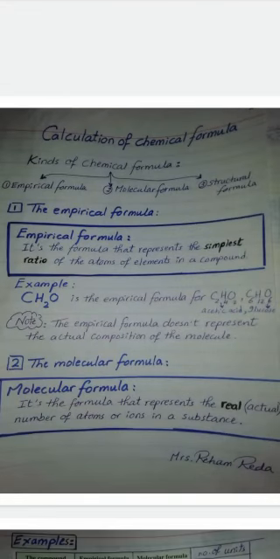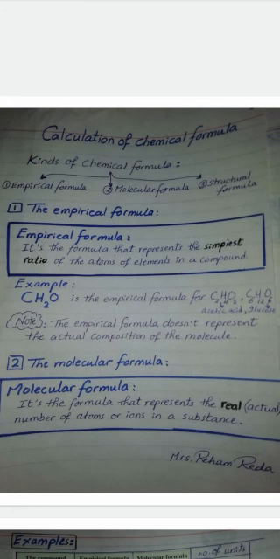Hi Senior 1 students. In this lesson I'll explain three main points. Number 1, what are types of chemical formulas? Number 2, what is the relation between the empirical and molecular formulas? Number 3, how to find and calculate the empirical formula from the molecular formula and vice versa.